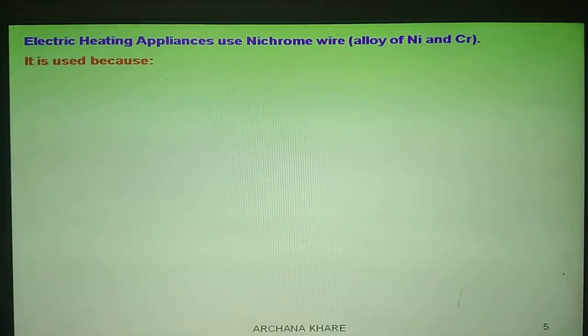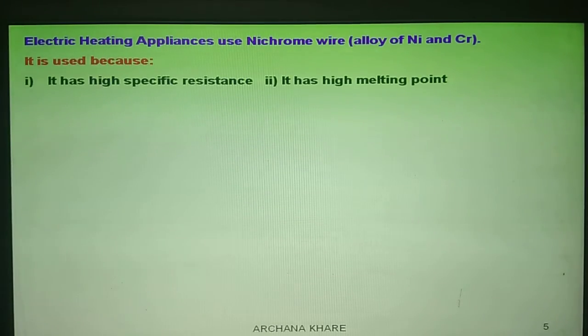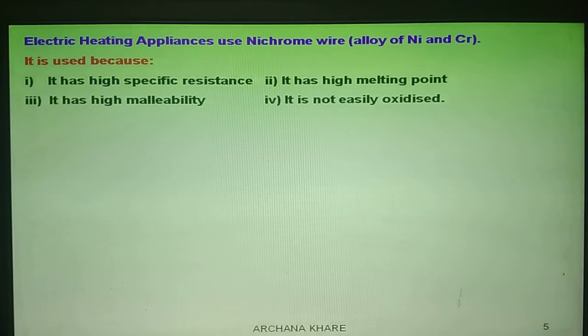The electric heating appliances use nichrome wires, which is an alloy of nickel and chromium, and this is used because of its specific properties: it has high specific resistance, it has high melting point, it has high malleability, and it does not get easily oxidized.